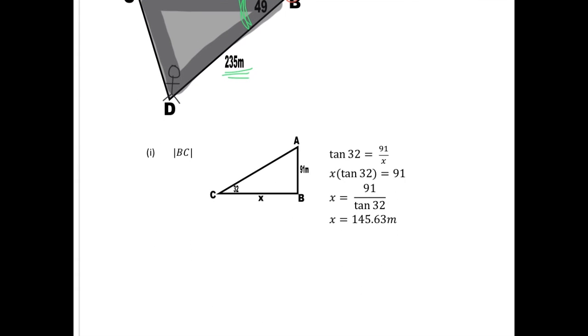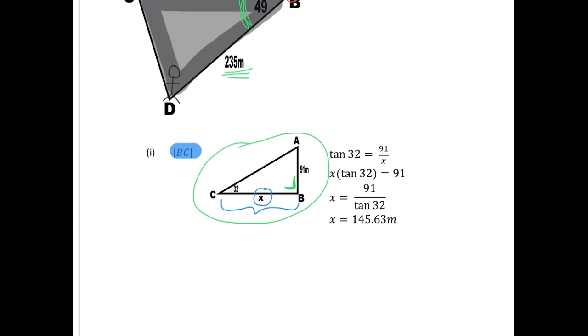So to find our BC, we look at this triangle here. We notice that we have a right angle at B because the tower goes straight up vertically in the air, which means we can use our sine, cos, tan to work out what this value that we're looking for, x, is, the length from B to C.